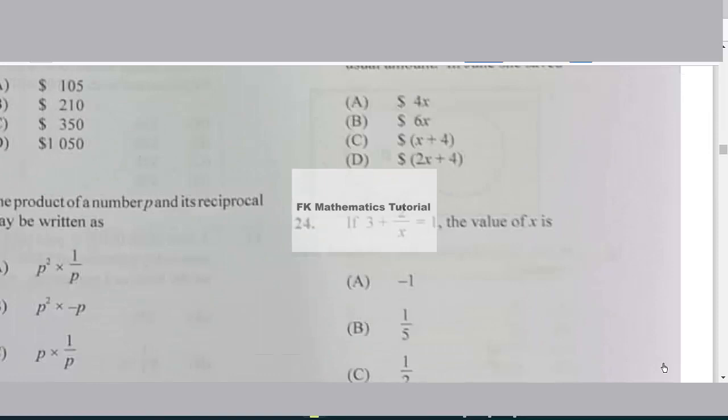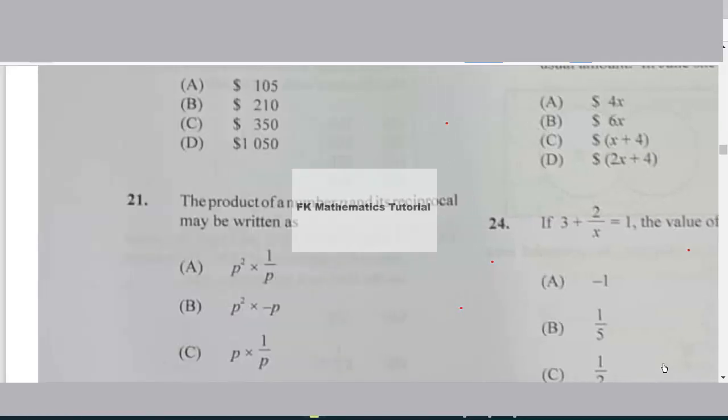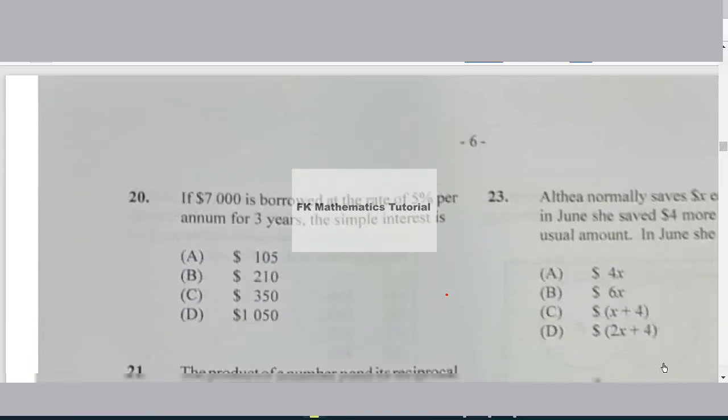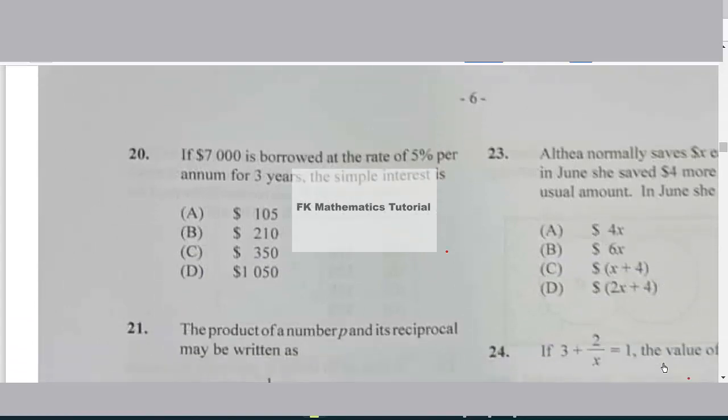Now let's look at the next question, which is question 20.